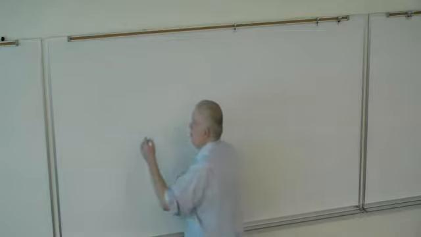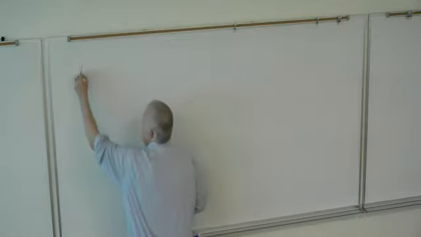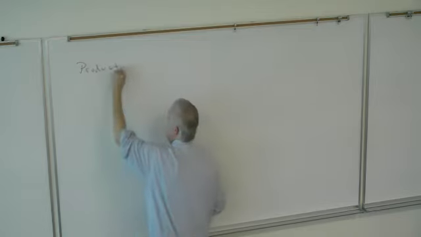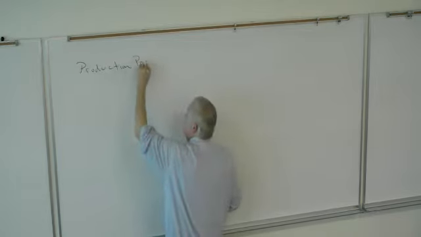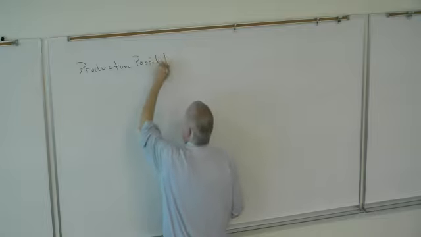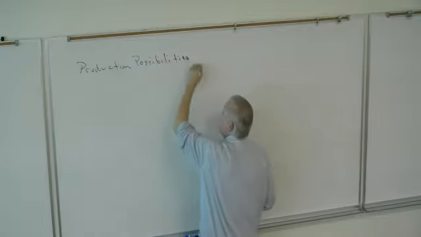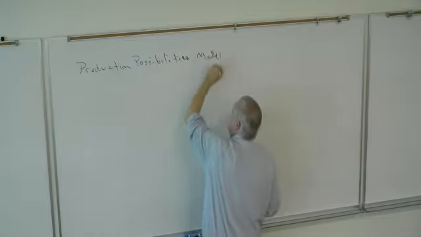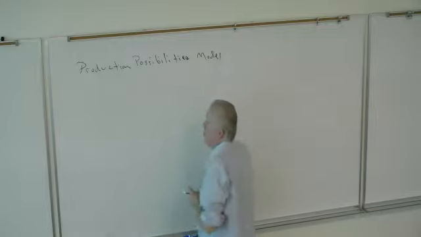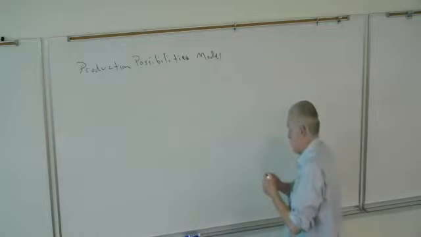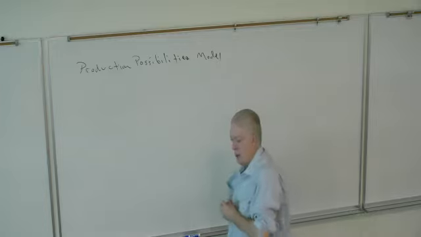So I want to talk about a model that we see a lot in economics, and it really frames the issue of choice for us. It's called the production possibilities model. There's a section in your text that I deliberately have not covered.